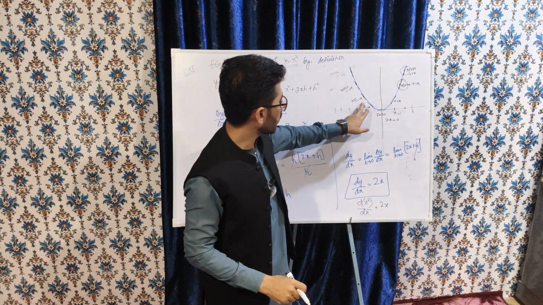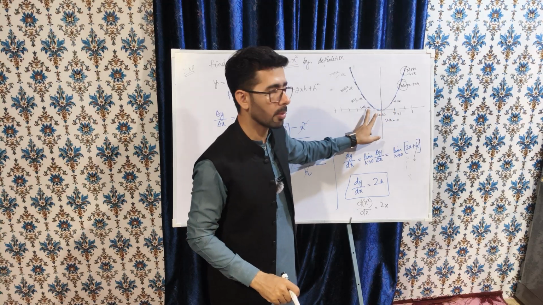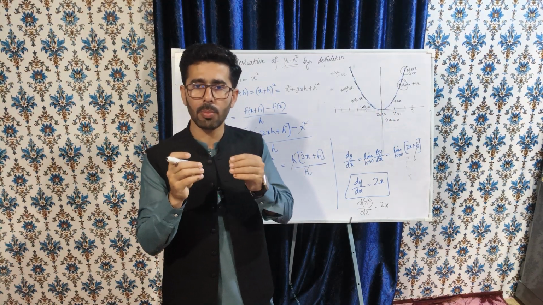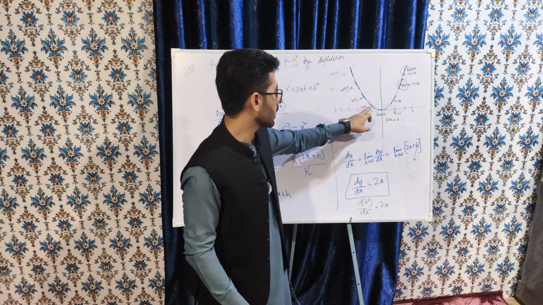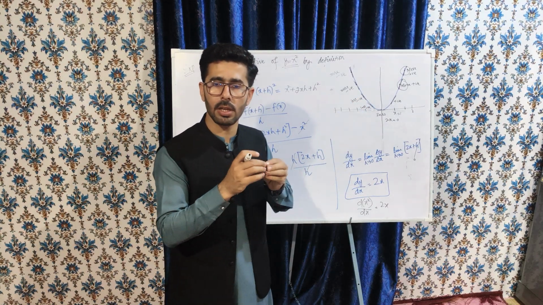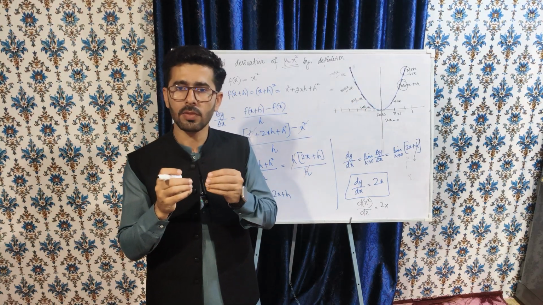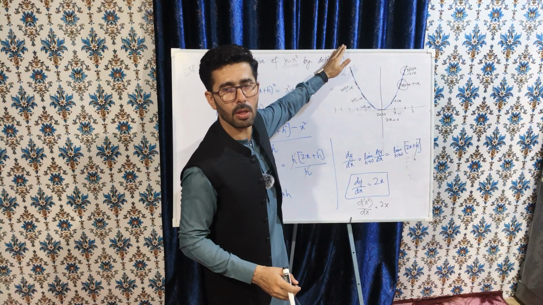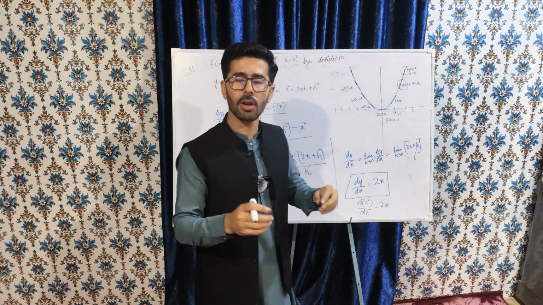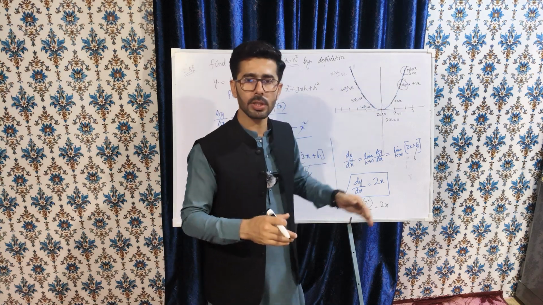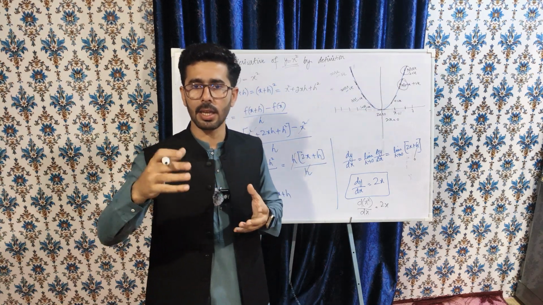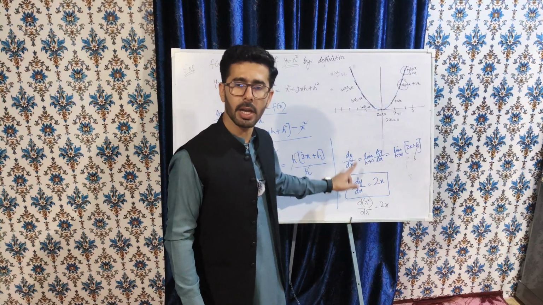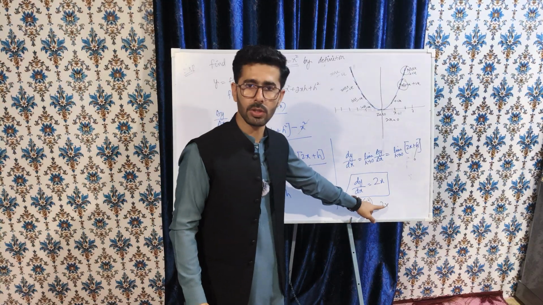That means the quadratic function on these points is increasing slowly. It has slow positive slopes, or it is decreasing slowly because it has small negative slopes. But as it goes to bigger heights, the rate of decline or the rate of growth expedites. It gets bigger and bigger. So the derivative of x square by definition, when calculated, is equal to 2x.